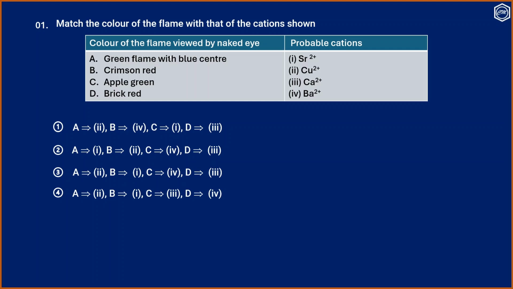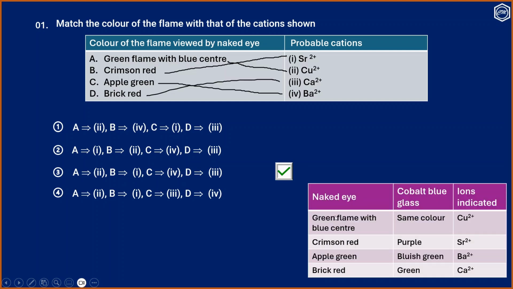Green flame with a blue center. This is given by copper ions. So we connect A to 2. Then crimson red, that is strontium. Apple green flame is given by barium. Apple green or grassy green. Now, only one remaining is brick red, and we know it is calcium. So, A2, B1, C4, D3. So option 3 is the answer.